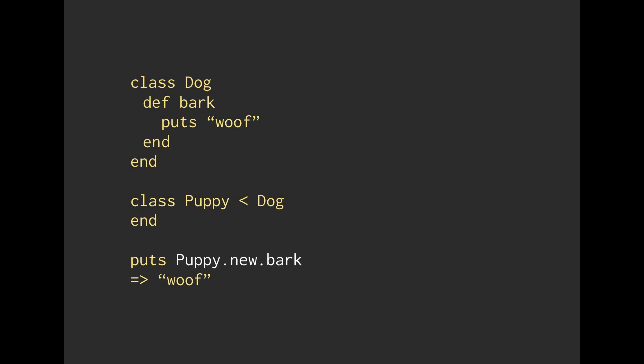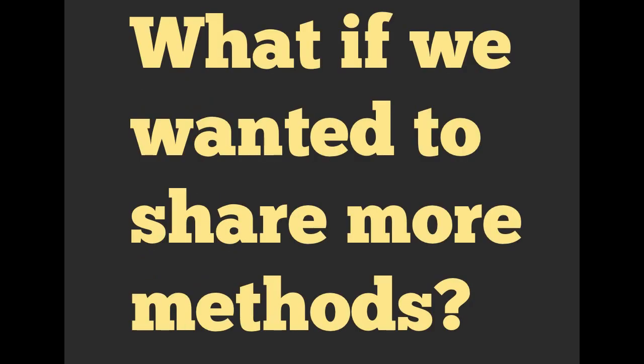And although puppy doesn't have the bark method, it's going to basically say, all right, well, hey, I don't have the bark method, but I inherit from dog. So do you have the bark method, dog? And it's going to say, yes, dog. The dog class does know how to bark, and so it's going to respond with woof. What if we wanted to add more methods?